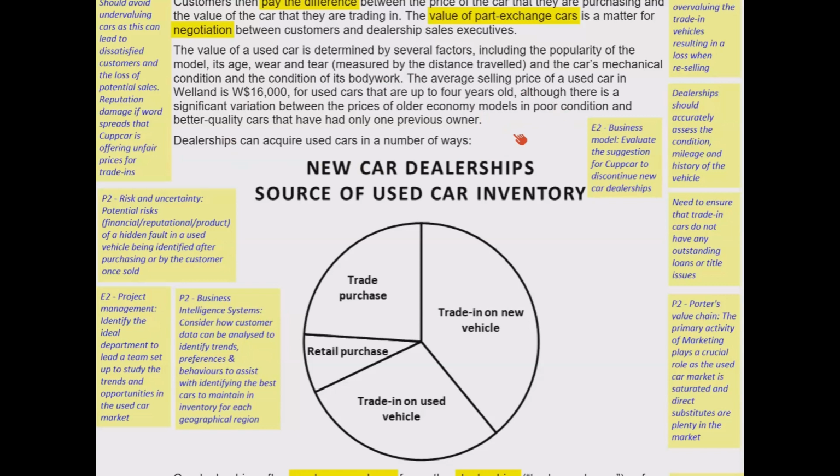and by doing that, being able to command those higher prices, generating bigger margins, it's going to be important to them to consider what age of used car they would take, or if they do take them in, what they would then do with them. They could then sell on those cars that are too old. They might decide to move them to a different dealership in a different part of Welland. They might decide not to take certain ages of cars or types of cars as part exchange models.